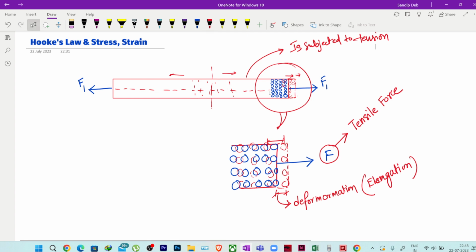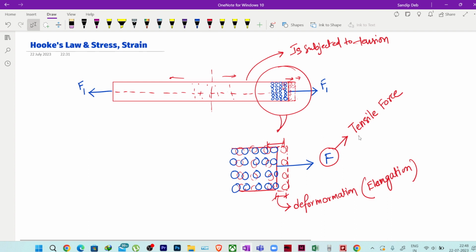I hope it is clear. The force that we have applied is displacing the molecules, and due to the displacement we can see some elongation in the length of the bar. In both directions, obviously, as we have applied force in both directions. If it is applied in one direction, elongation will be only in one direction, correct? So due to the force, this elongation occurred. This force we will call a tensile force or tension, and we can also say this bar is subjected to tension, correct?